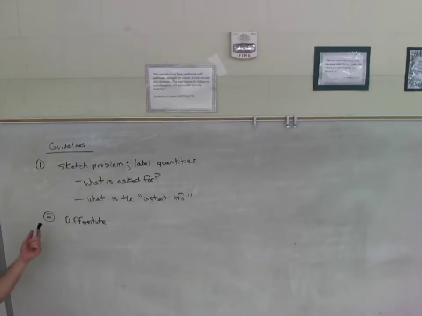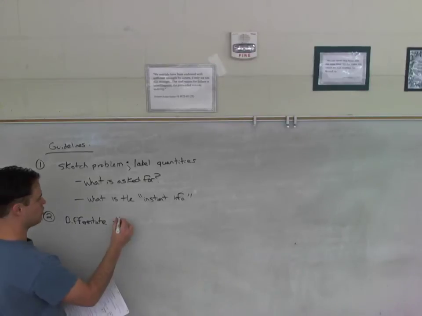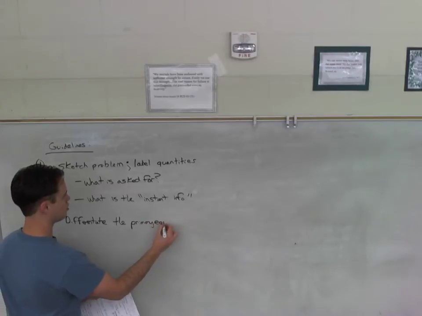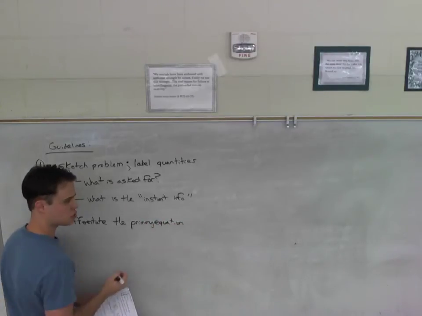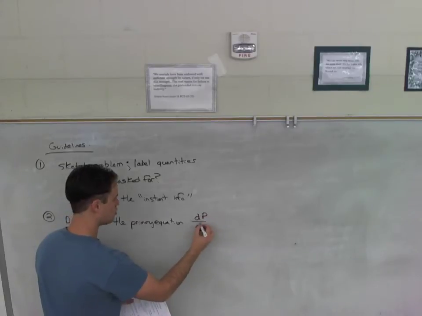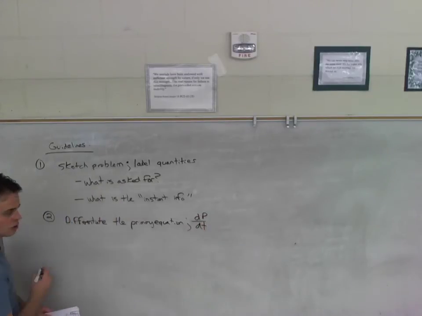Okay, step 2 is take a derivative. Differentiate primary equation with respect to time. dp dt. Always time when we're doing a rate.